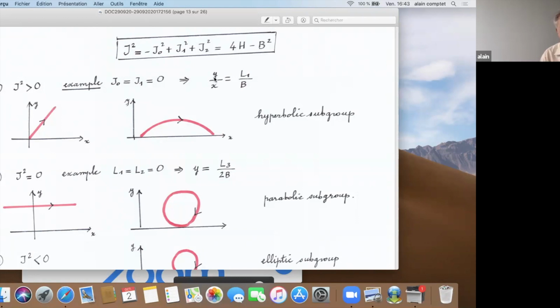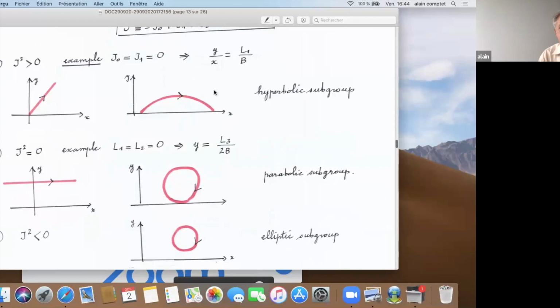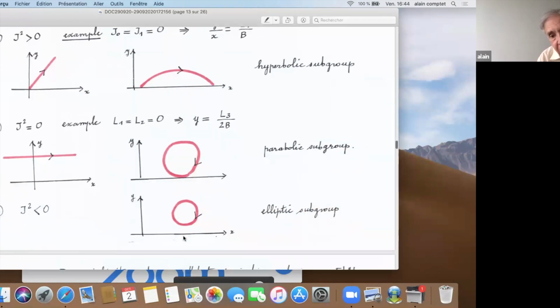Maybe I should skip this. Okay. The result is that one can find all the classical trajectories. They are either of this type, which means that the particle will ultimately go to infinity. It will leave, the magnetic field is not strong enough, or of this type, or elliptic, corresponding to the elliptic subgroup, which correspond to closed cyclotron orbits. Okay, so here we have a complete classification of the orbits.